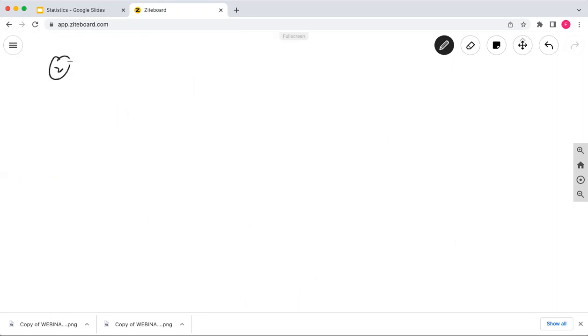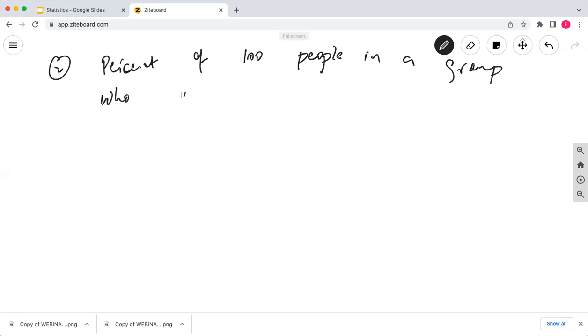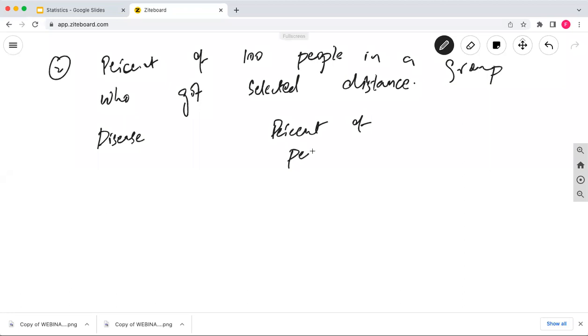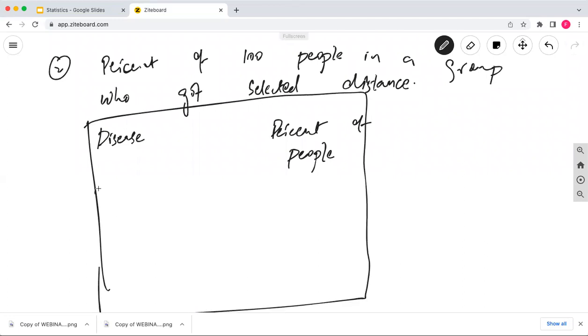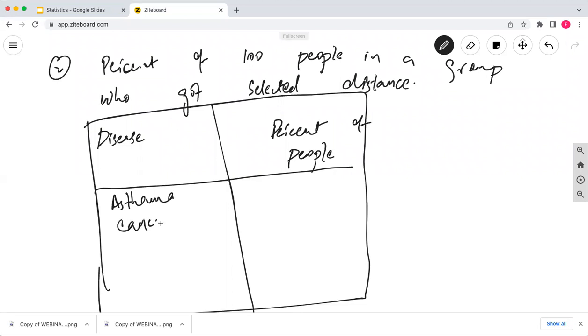In this scenario, mostly students make mistakes. For example, we are given a table which shows the percentage of 100 people in a group who got some selected disease. For example, this column is the disease, and this is the percent of people. The first disease, for example, is asthma, the next disease is cancer, the next one is allergy, and then diabetes.